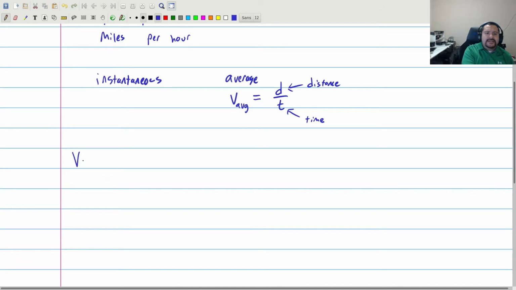Well, velocity is going to be a vector, which means it both has a magnitude and a direction. So we need to measure how fast a thing is moving and in what direction. Velocity being a vector is going to answer the question, how fast and in what direction is an object traveling?